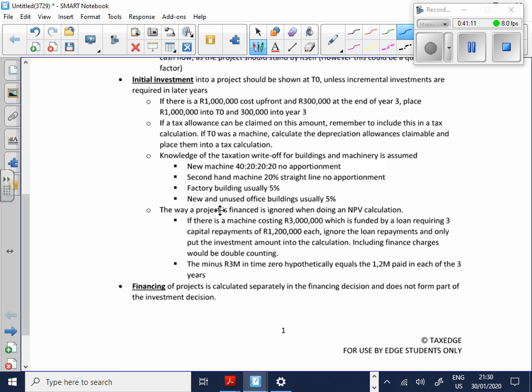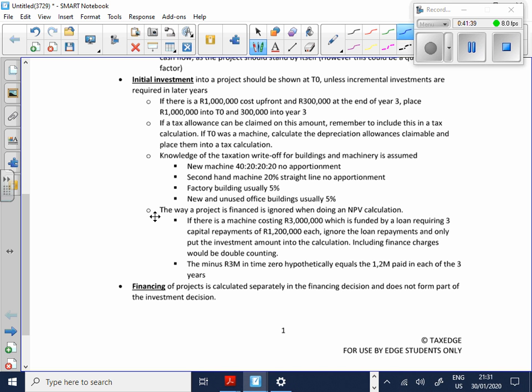Guys, I've got there the next dot. It says the way a project is financed is ignored when doing an NPV calc. If there's a machine costing 3 million, which is funded by a loan requiring 3 capital repayments of 1.2 million each, ignore the loan repayments and only put the investment amounts into the calculation. Including finance charges would be double counting. So guys, remember what I said with you. By putting in the minus 1.4 million, what has happened?